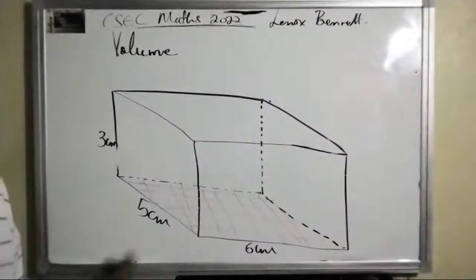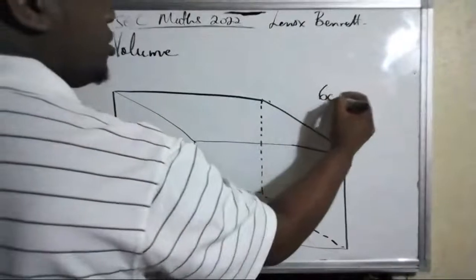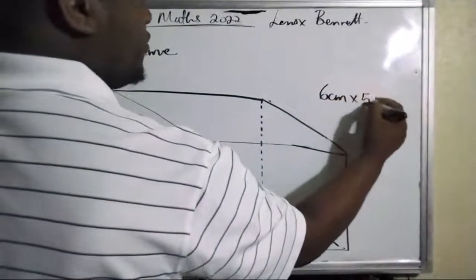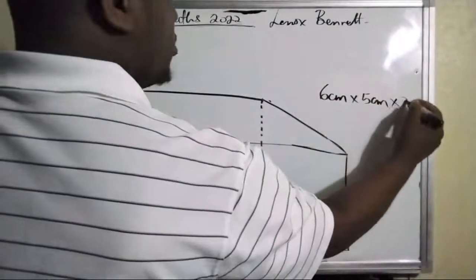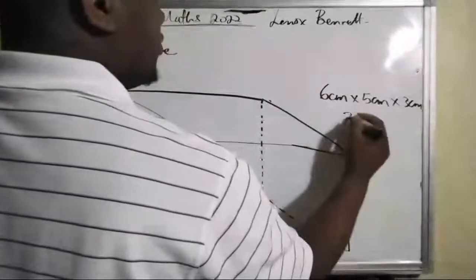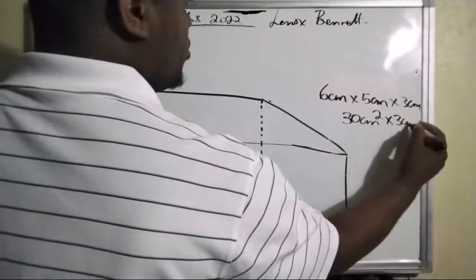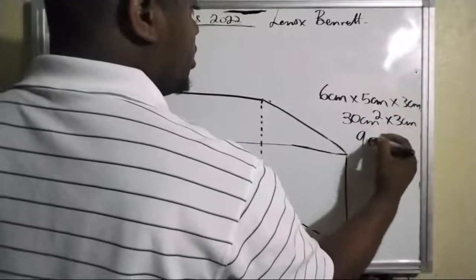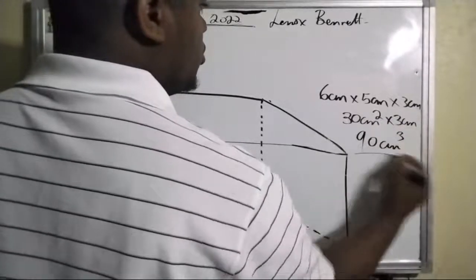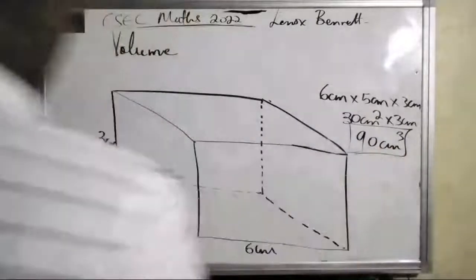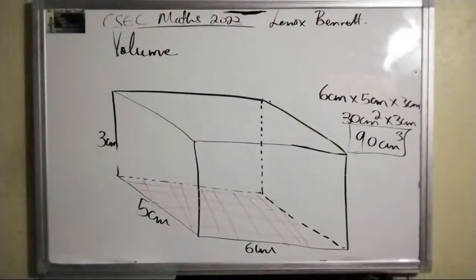If you guys did this, it will be 6 centimeters times 5 centimeters times 3 centimeters. 6 5s are 30. That's the area of the base, times the height now. If you got 90 centimeter cube, you are indeed correct. All right, congratulations. Now we'll be looking at the cylinder.